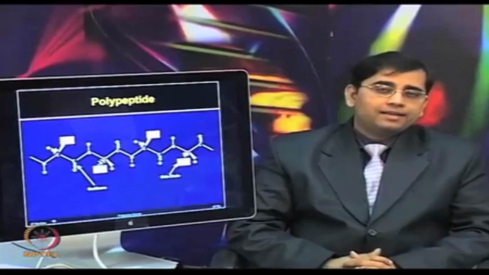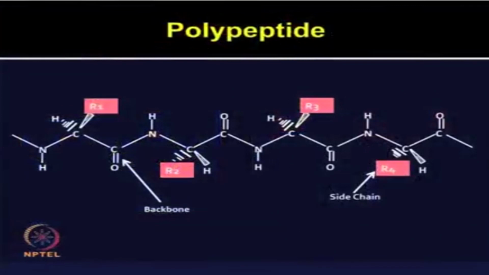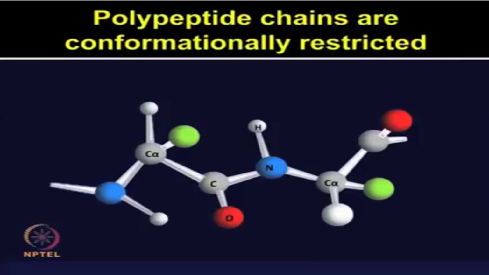Now, when many amino acids are linked together, they form a polypeptide. As you can see in this slide, multiple peptide bonds are present. The polypeptide chains are conformationally restricted. Therefore, the peptide bond is planar. Amino acid pairs linked by peptide bonds have all 6 atoms lying in the same plane. As you can see here: alpha carbon, carbon, oxygen, nitrogen, hydrogen, and another alpha carbon.